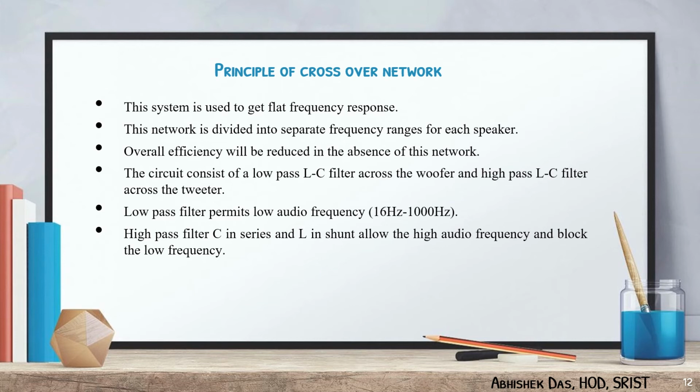The crossover network makes use of the fact that capacitive reactance decreases with the increase of frequency and inductive reactance increases with the increase of frequency. The circuit consists of a low-pass LC filter across the woofer and a high-pass LC filter across the tweeter. The low-pass filter permits only low audio frequencies to reach the woofer. The high-pass filter, consisting of C in series with L in shunt, allows the high audio frequencies to pass to the tweeter and blocks the low frequencies.